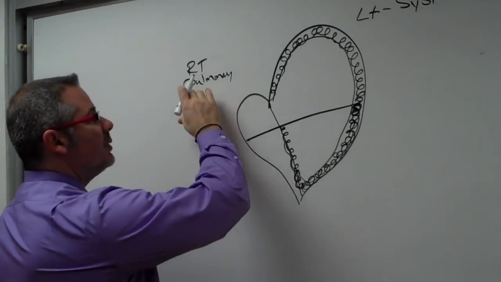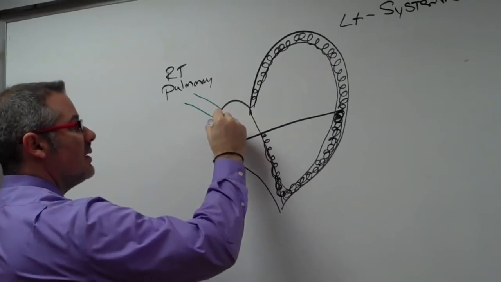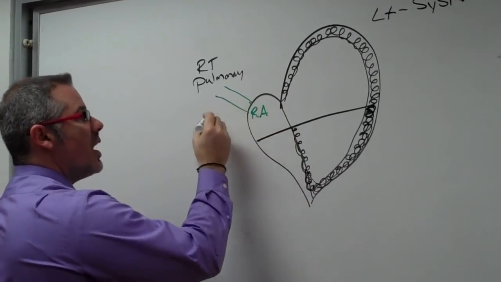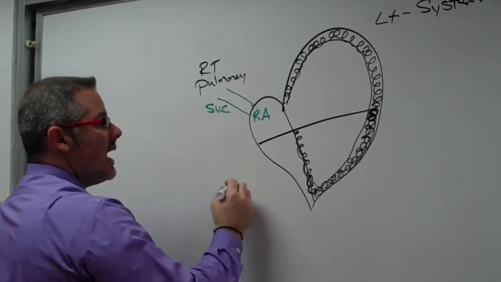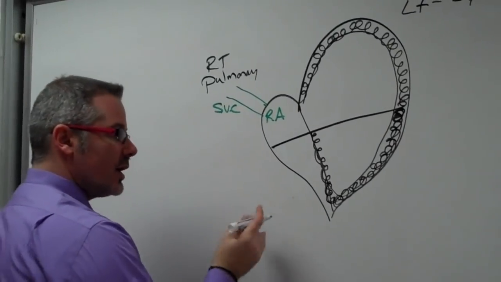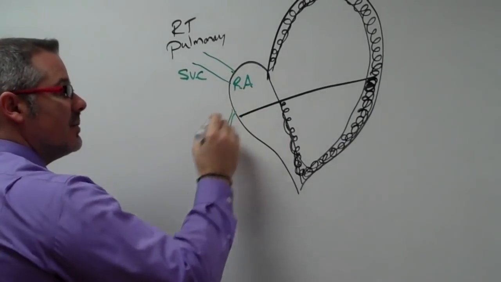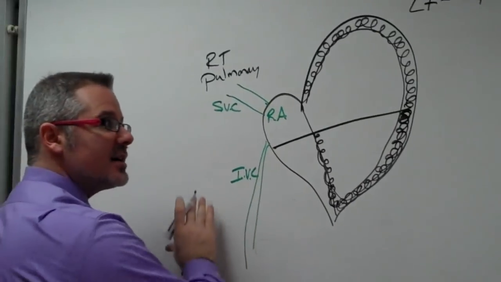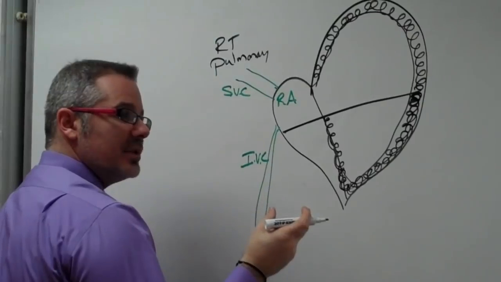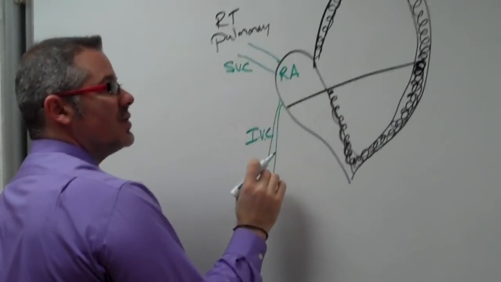We're going to have blood that gets into the heart, into the right atrium, by way of the superior vena cava. And also blood comes from the lower extremity into the right atrium through the inferior vena cava. Again, deoxygenated blood, red blood cells that don't carry oxygen, are going to be pulled into the right atrium.